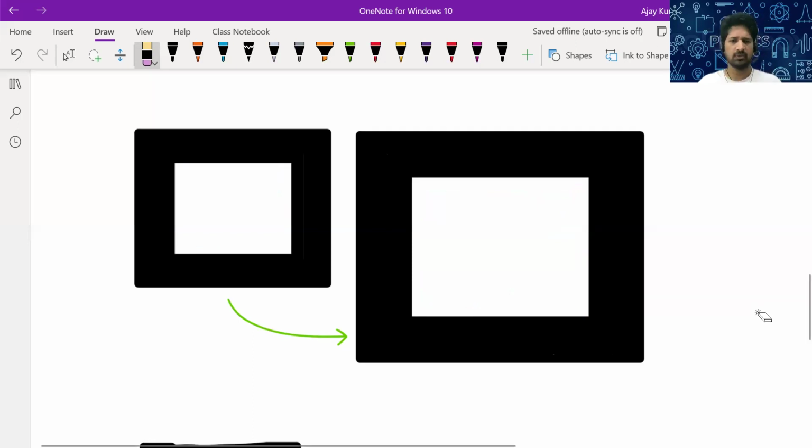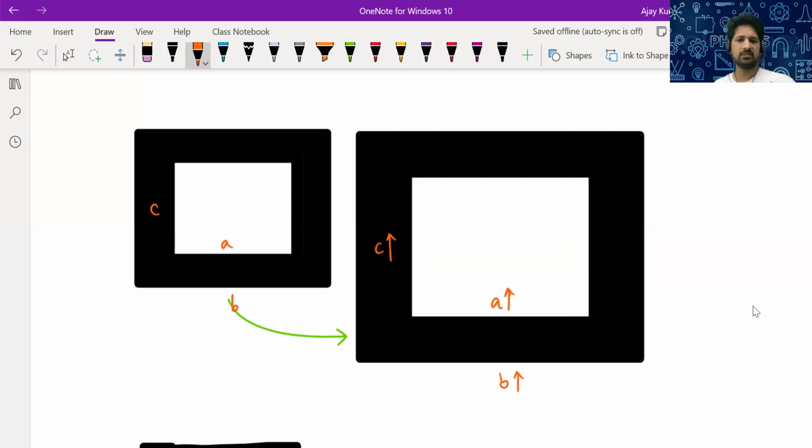In case of isotropic materials, which have the same alpha in all directions, this is how it works. So effectively what is happening? A is increasing, B, which is the length of this outer edge, is increasing, and C, which is the gap between outer edge and inner edge, is also increasing. All dimensions will increase. And if you decrease temperature, all dimensions will decrease, provided the material is isotropic.